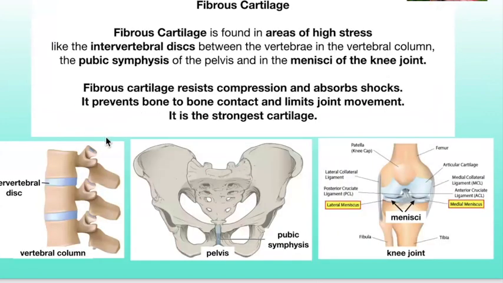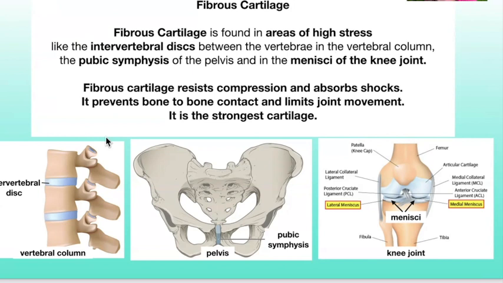Fibrous cartilage is found in areas of high stress, like the intervertebral discs between the vertebrae and the vertebral column, in the pubic symphysis of the pelvis, and in the menisci of the knee joint. Fibrous cartilage resists compression and absorbs shocks. It prevents bone-to-bone contact and limits joint movement, and it is the strongest cartilage.